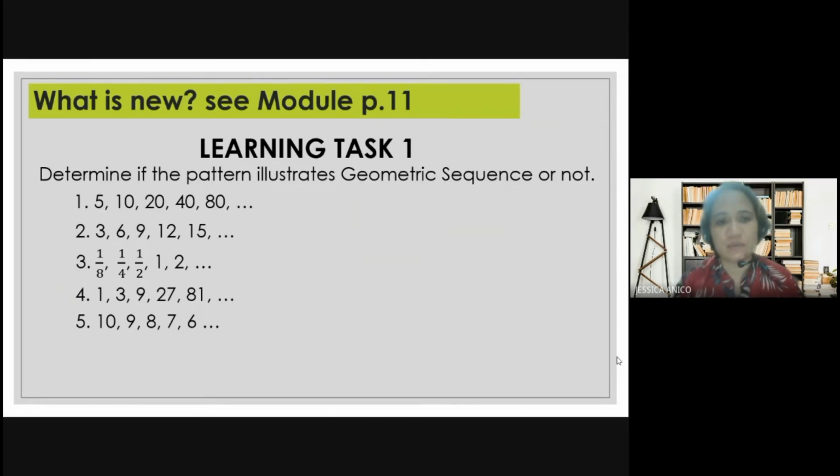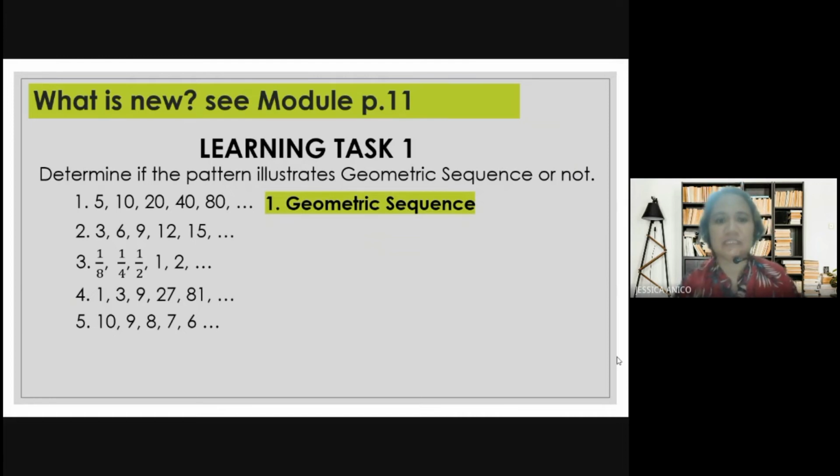So for number 1, we have 5, 10, 20, 40, 80. From the first term, which is 5, it is multiplied by 2. So the next term is 10. Then 10 multiplied by 2 is 20. Then 20 times 2 is 40. Then 40 times 2 is 80. So the pattern of the given sequence is that every term is multiplied by 2 to get the next term. And that is a geometric sequence.